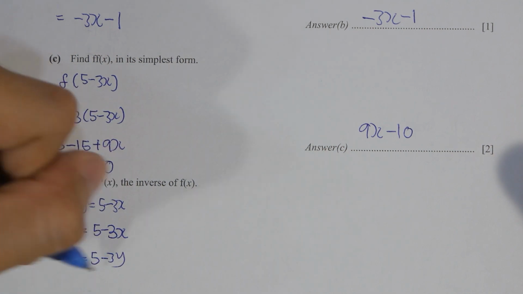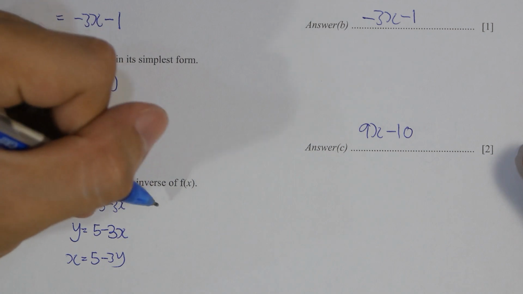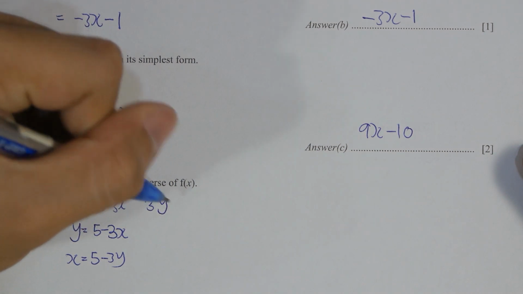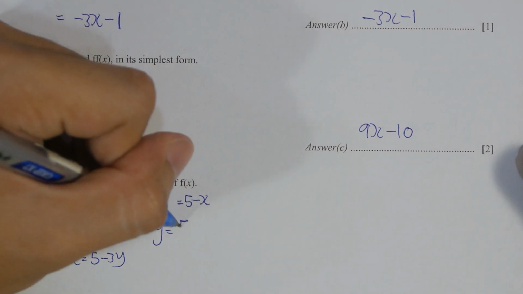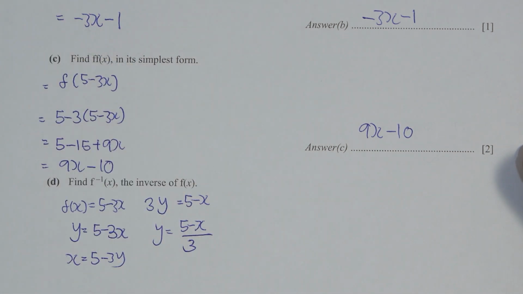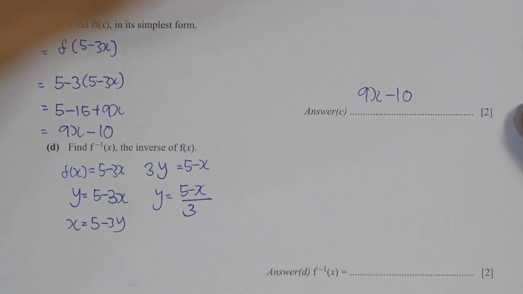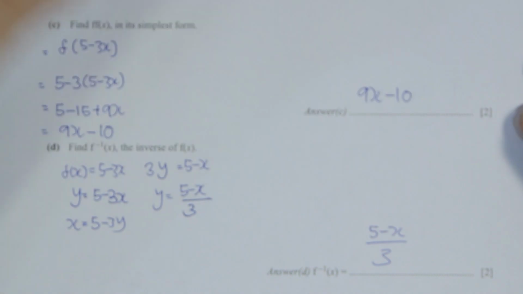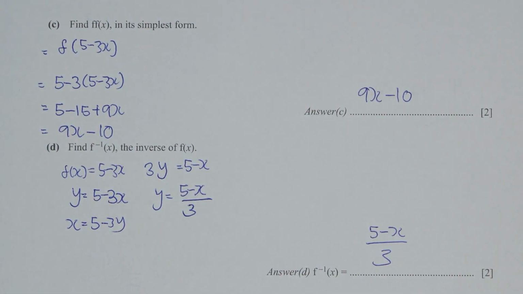Whereby for you to find the inverse, simply change f(x) into y. So y equals 5 minus 3x. Swap their places, then we get x equals 5 minus 3y. Rearrange and get the new y. So the new y in our case here will actually be (5 minus x) over 3, and this will be the inverse function.